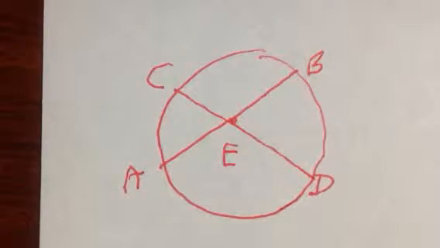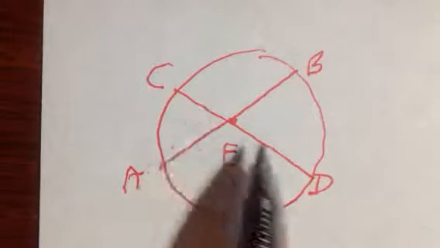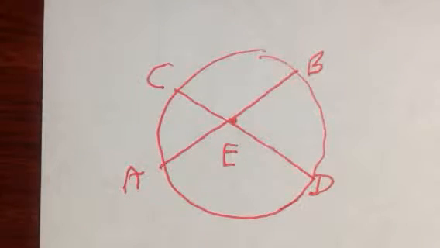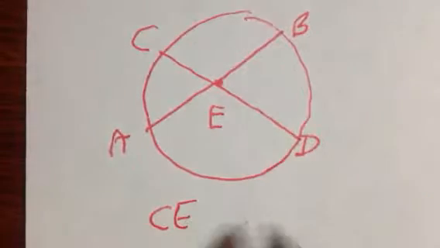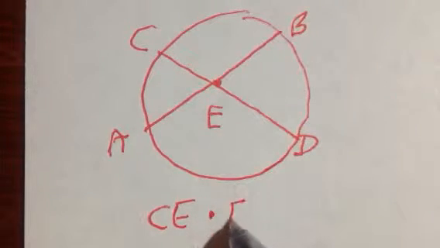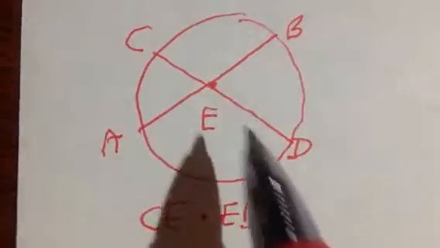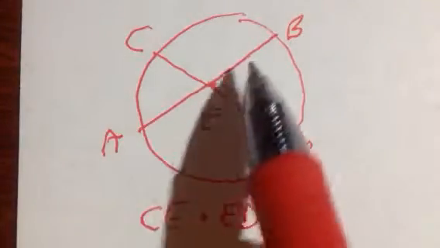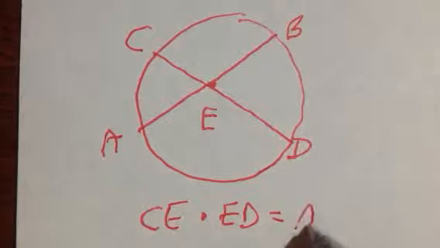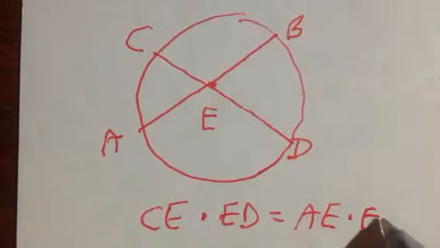So if two chords intersect in the interior of a circle, then the product of the lengths of the segments of one chord is equal to the product of the lengths of the segments of the other chord. So the product of the lengths of the segments of chord CD would be CE times ED, and that would equal the product of the lengths of chord AB, which would be AE times EB.